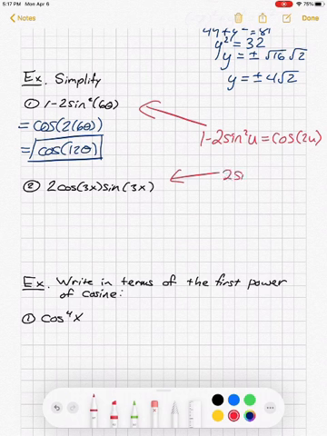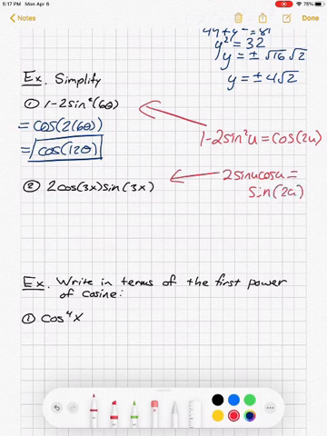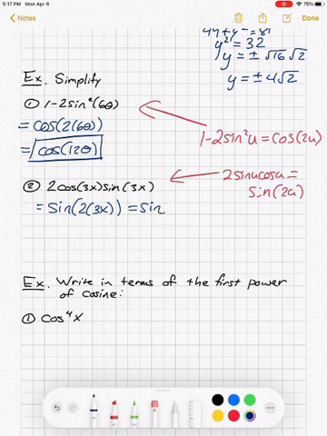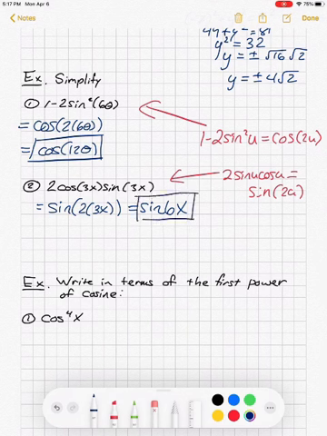Versus this one, I see 2 sine of u cosine of u. I know that's the formula for sine of 2u, right? So this one would just be sine of 6x.